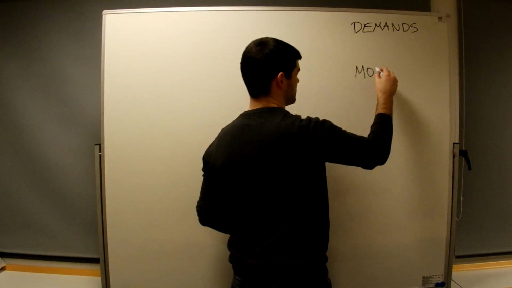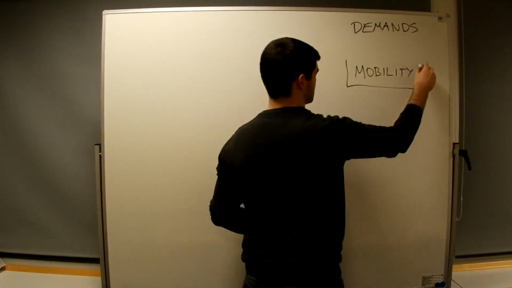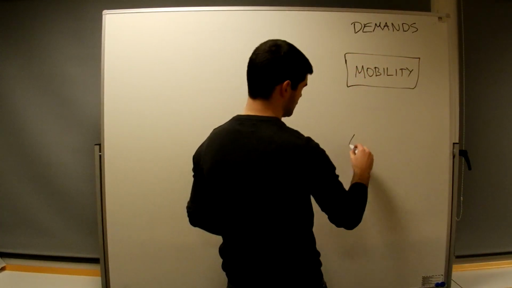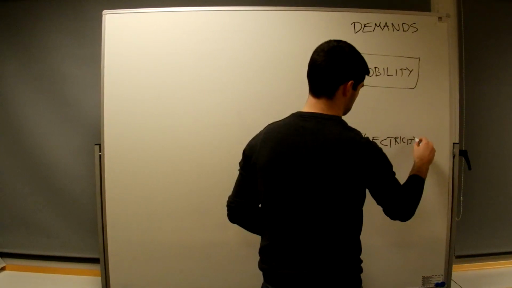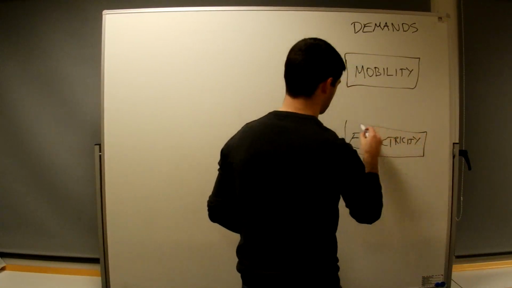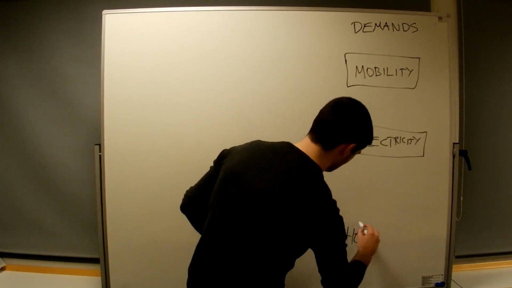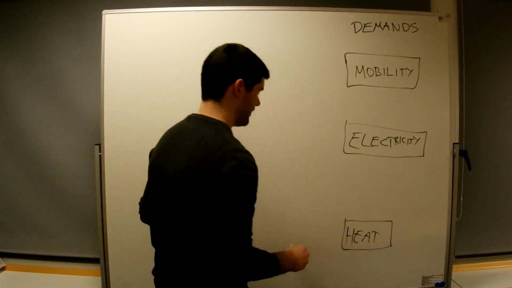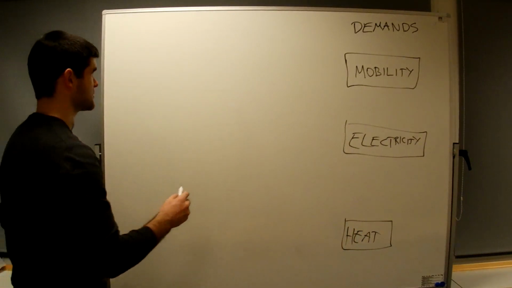First of all, we have mobility or transport. That's one key demand that we have for energy. The other is electricity. And the final key demand is heat or cooling. These are the three types of end user demands that need to be met with some form of energy today.